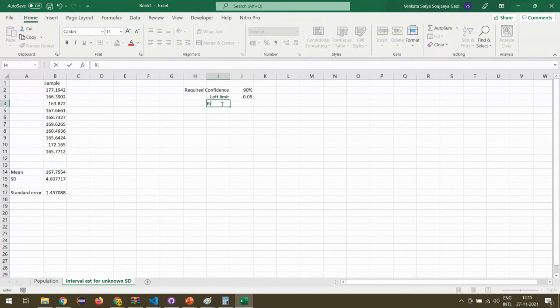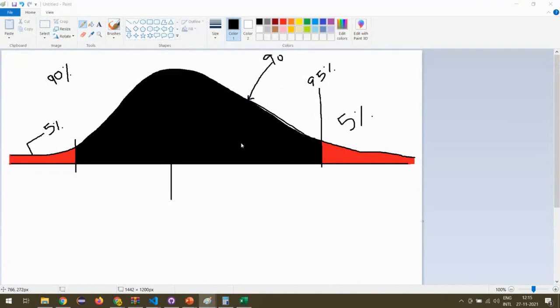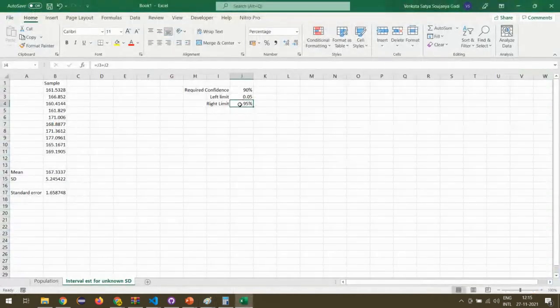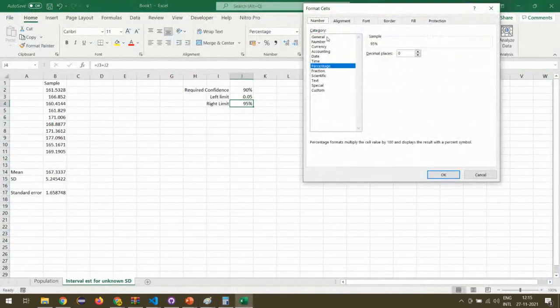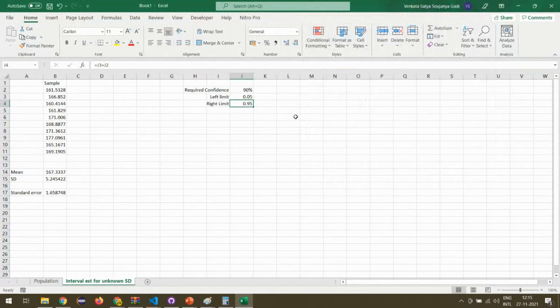And what is the right limit? The right limit is this one plus this one, right? It's 95. But here I don't want it in percentage, I want it as a normal number. So write it like this. Okay.